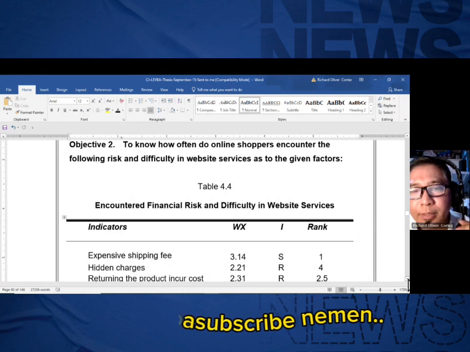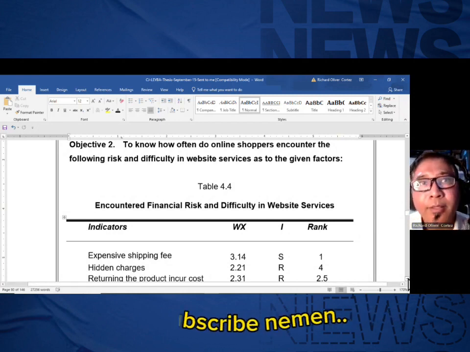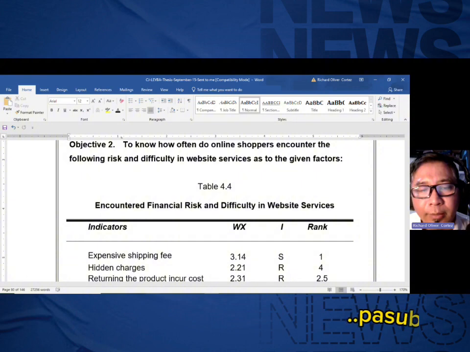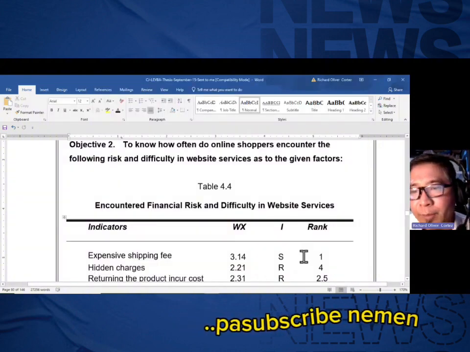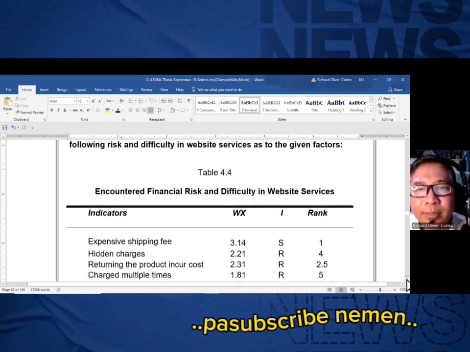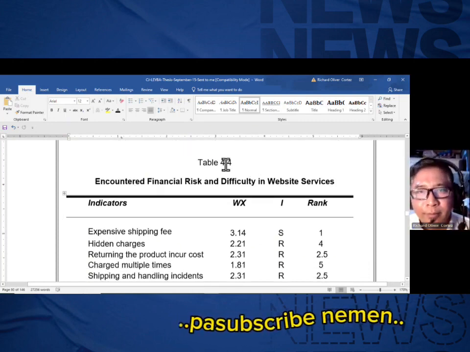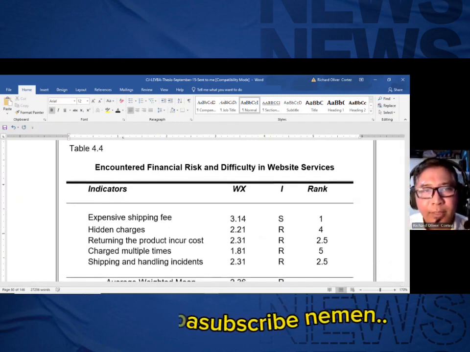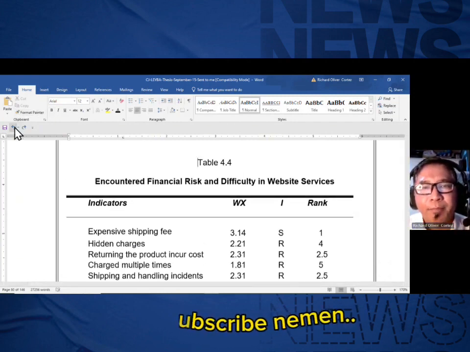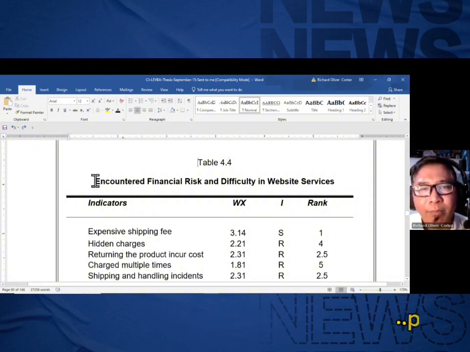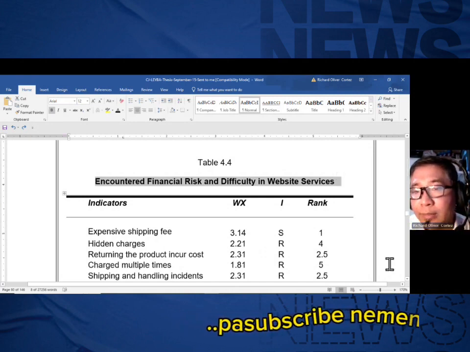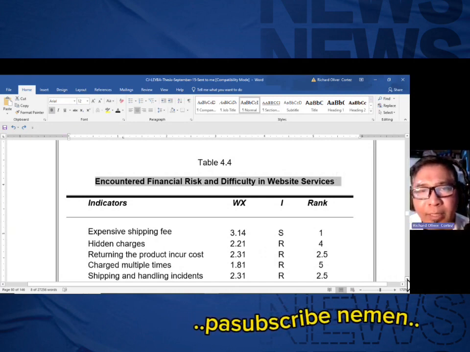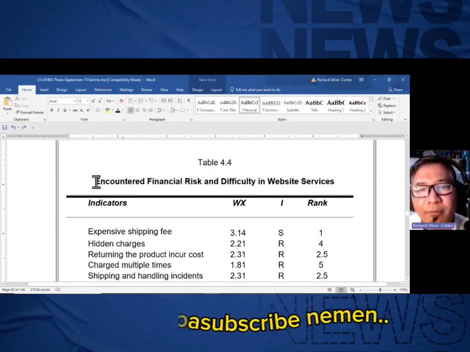So the same thing, you have a table number, that is table 4.4. So pang-apat na table na natin to, sa chapter 4, no? And be sure that you have the proper format. In bold fonts yung title, not capitalized. Just capitalize the first letter of the keyword sa inyong title. Example, encountered, financial.